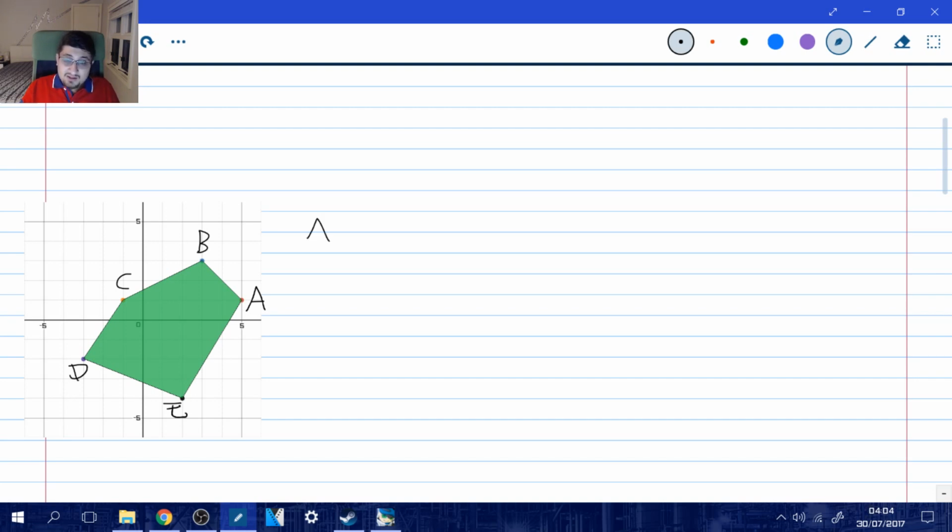So then we label all of our points in a neat little table. So you label A, B, C, D, E in the correct order, and then you label the first point one final time at the end, and you'll see in a minute why we need to do this.